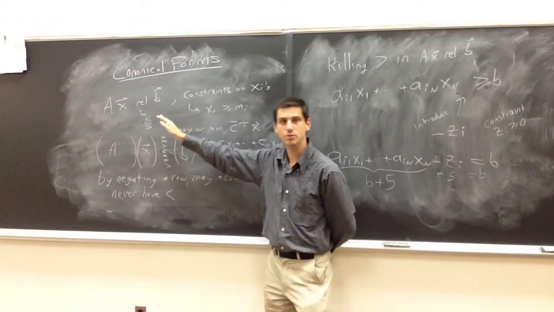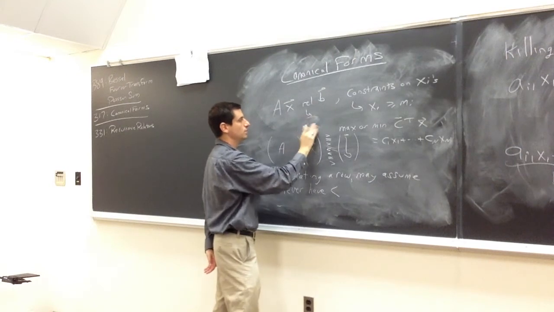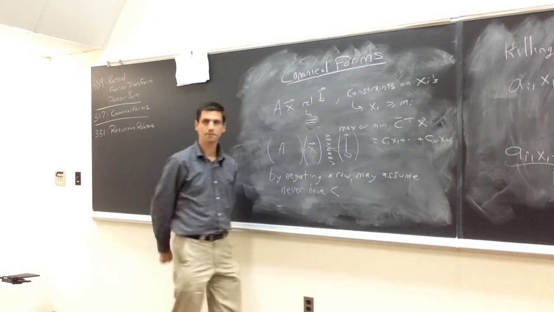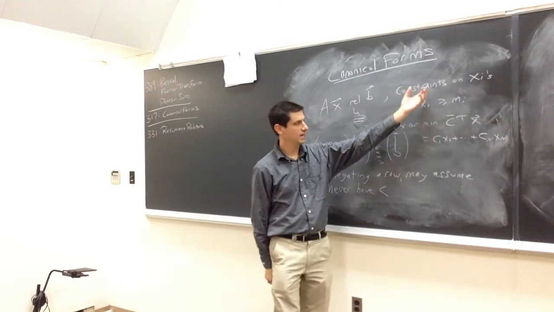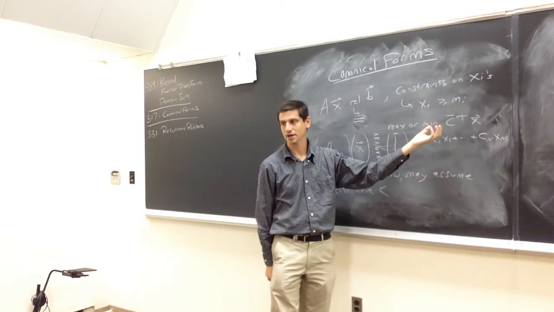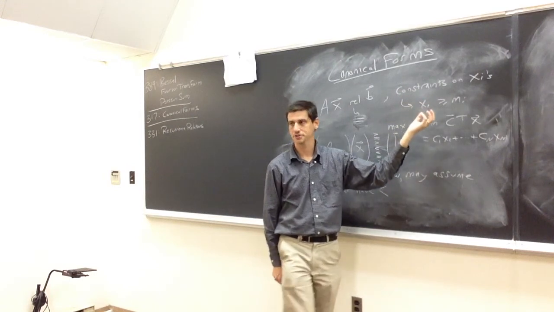All right, so is everybody happy with the first part, that in the relations we may now assume that it's always an equal sign? All right, we now have the constraints on the xi's and then maximize or minimize. So I guess let's just keep going in order. Let's deal with the constraints on the xi's.